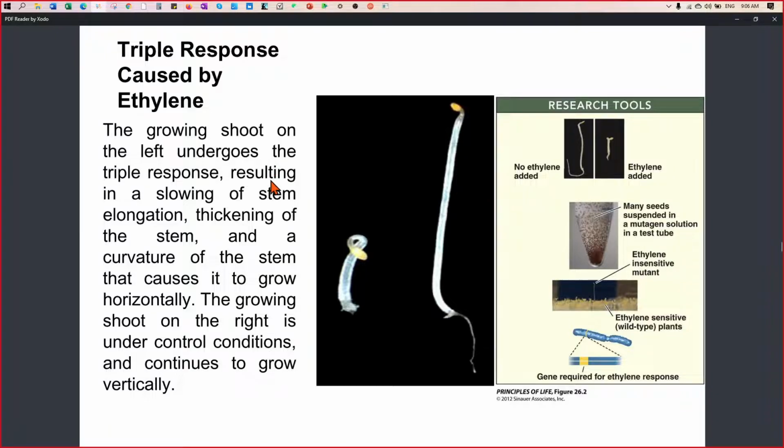Oh yeah, I got an example here. So we got two seedlings here. You can see that when the seedling is treated with ethylene, it's going to be short, it's going to be fat, and pretty much there is no growth here. Compared to the normal one, it looks slender, it looks tall, and you got the growth of the roots. You got this kind of growth.